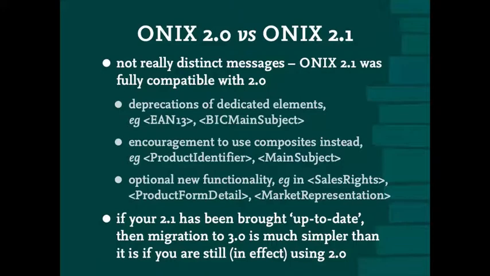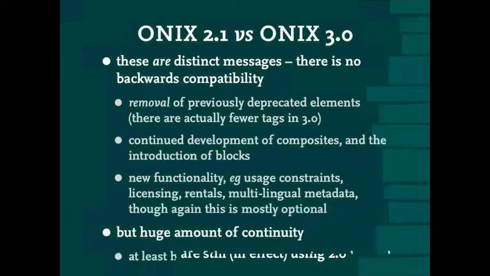Now, what about 2.1 to 3.0? Remembering that you might already have done a good chunk of it already by bringing 2.1 up to date. Well, 2.1 and 3 are distinct messages. There's no backwards compatibility. And this is caused by the fact that those old elements from 2.0 have actually now been taken out. They're not just discouraged, they've actually been taken out. They're no longer valid. And that means there's actually fewer tags in version 3 than there was in version 2.1. Fundamentally, it's a simpler message.